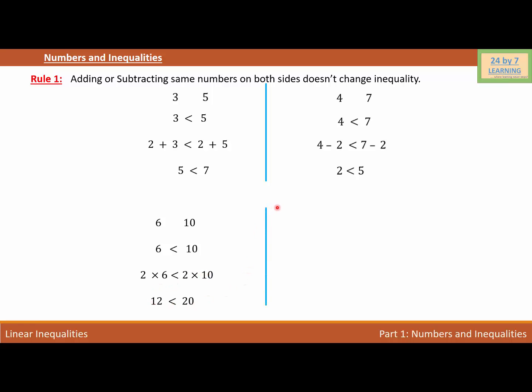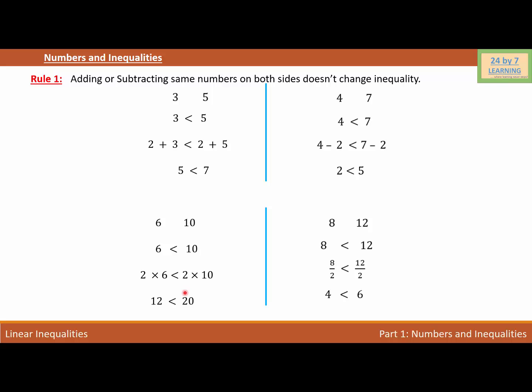Now let's consider another pair, 8 and 12. Let's establish the relation. We know that 12 is greater than 8. So I will write 8 is less than 12. Now instead of multiplying, I'm going to divide both sides by the same number. If I do that, I will write 8 over 2 is less than 12 over 2. 8 over 2 is 4, and 12 over 2 is 6. So our final relationship is 4 is less than 6.